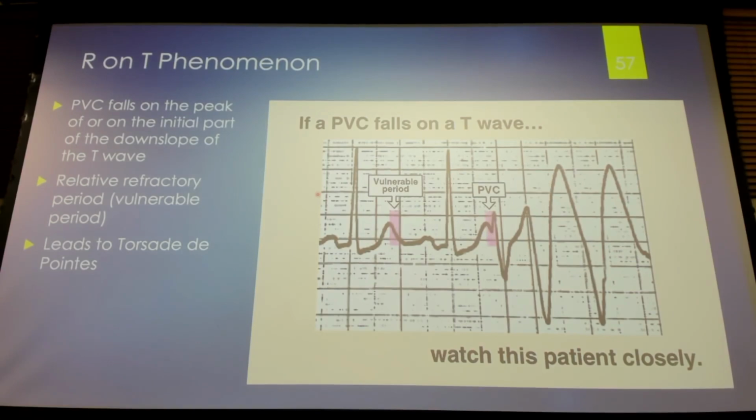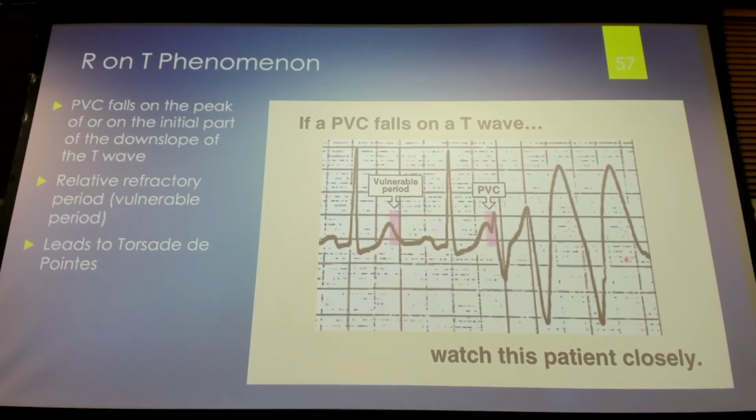We talked about something called torsades, a couple of times. We talked as well about the absolute and relative refractory periods. That relative refractory period leads to the R on T phenomenon. If you get an insult like a premature ventricular contraction, and it occurs on the downsloping part of the T wave, in the relative refractory period, it can put these patients into that fatal rhythm, torsades.